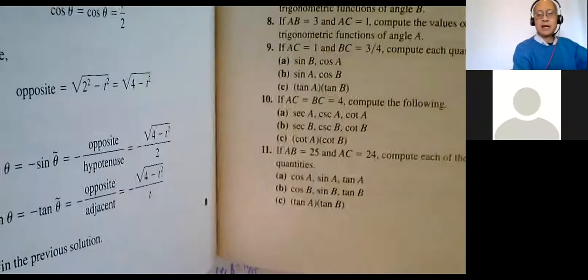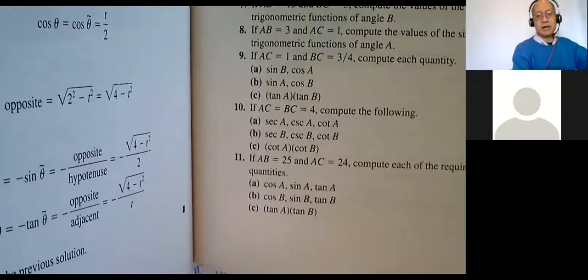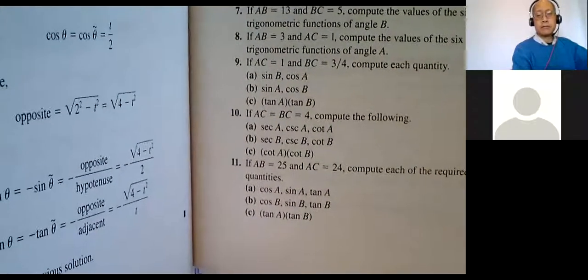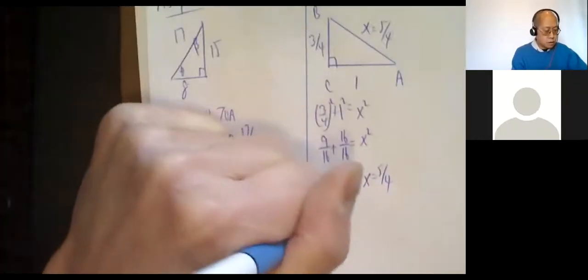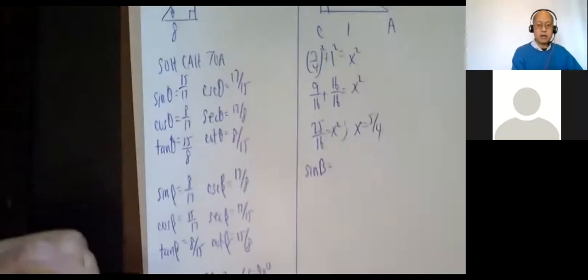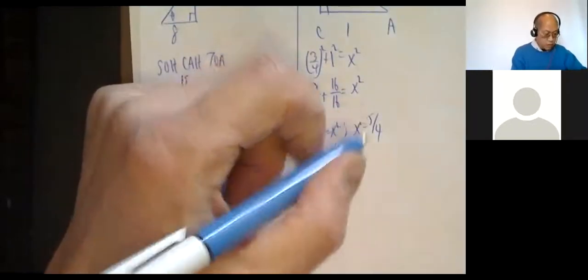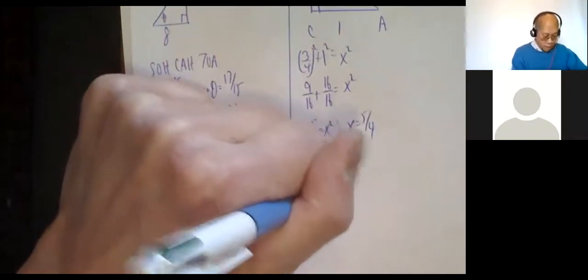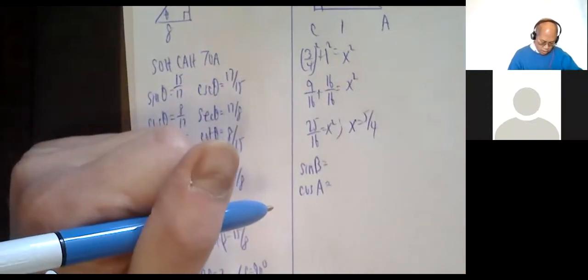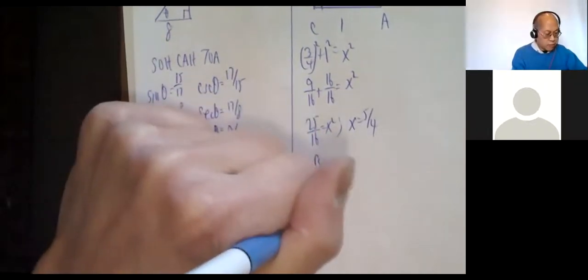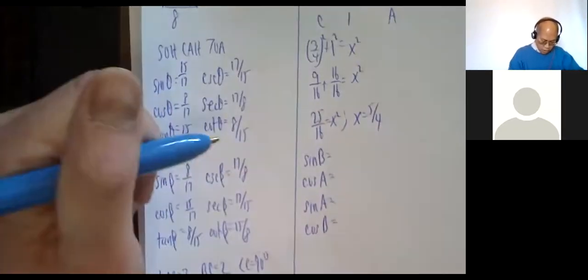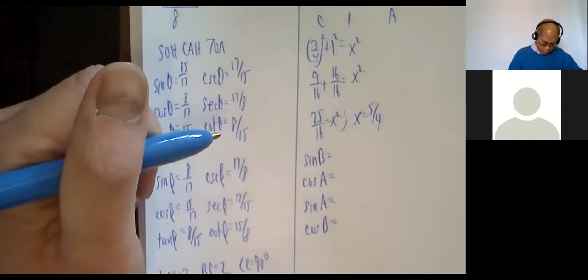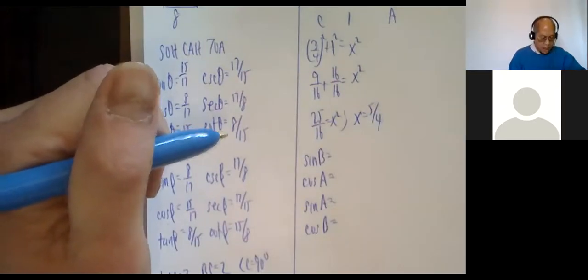Okay, now in the original problem, it gives you part A, B, and C. I'm not going to write A, B, and C. I'm just going to do them all. So just write down all 6 of them, I guess. So it asks for sine of B. It asks for cosine A. Asks for sine A. Cosine B. Then tan A times tan B.